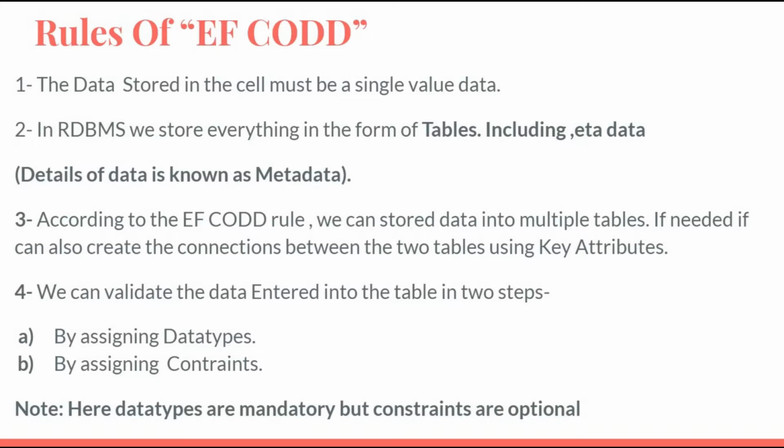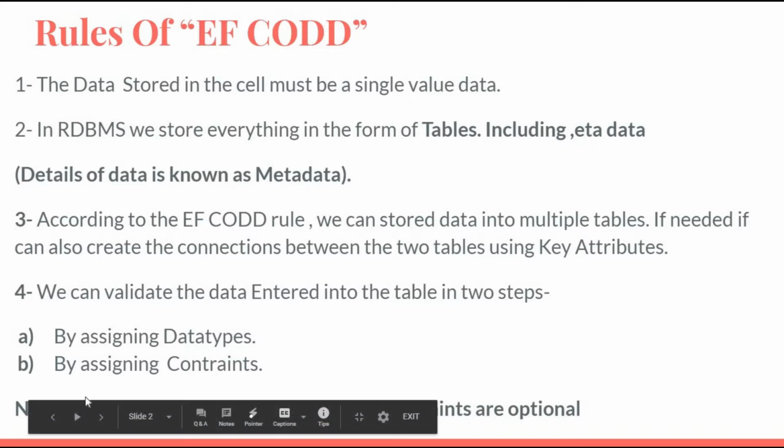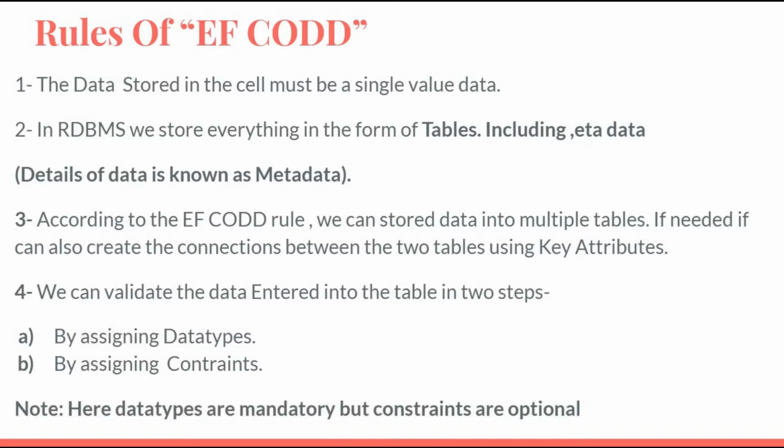The third rule, according to EF Codd, is that we can store data in multiple tables. If needed, we can establish a connection between two tables using key attributes. We will learn about this topic briefly later. For now, understand that there are a number of tables in a database, so you can relate two, three, or multiple tables with each other with the help of key attributes. We will learn about key attributes later on.